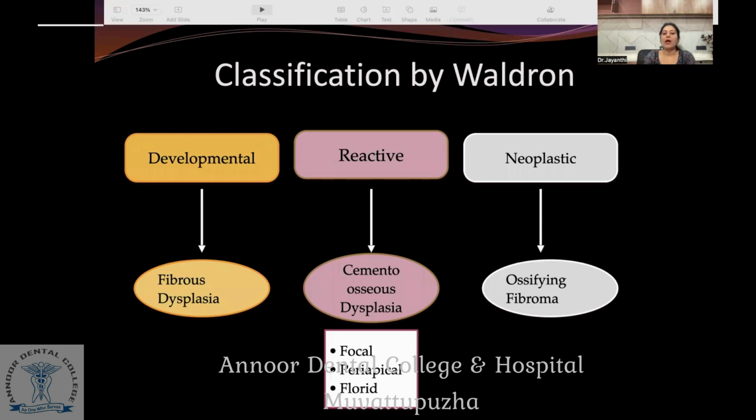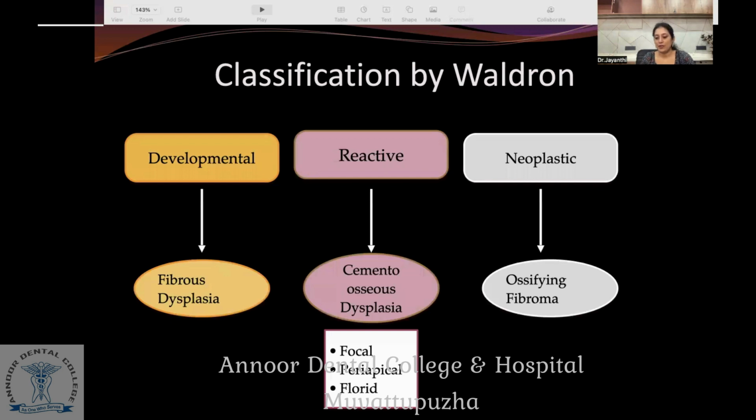Please remember, all these have a common pathophysiology or pathogenesis. What is that? The normal bone is resorbed and replaced by fibrous connective tissue, and this fibrous connective tissue forms a new bone. This pathological process is common for all these three diseases. So how are they different then? They are different in clinical features, radiographic features, and histopathological features.